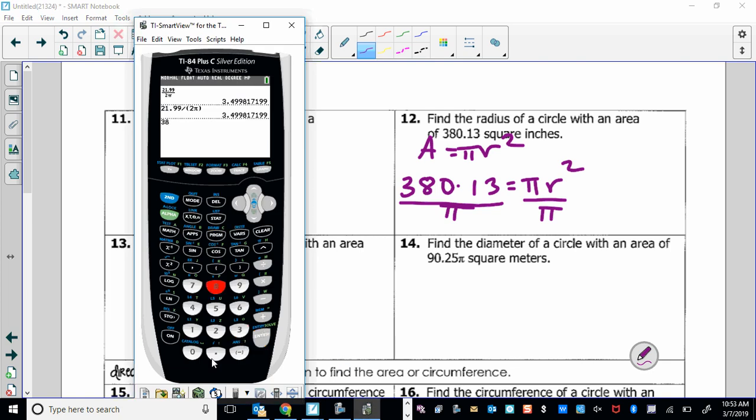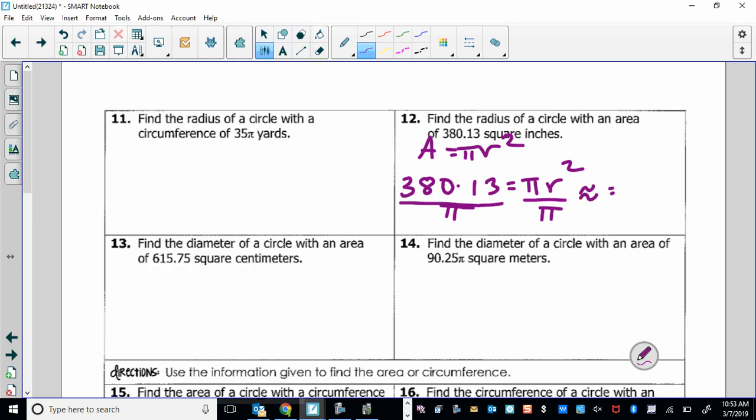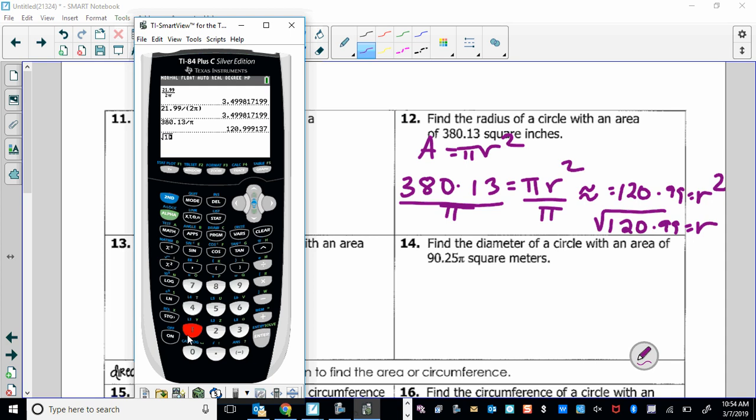So I put 380.13 divided by pi. That gives you 120.99, right? I try not to round it too much. 120.99 equals r squared. I need to know what the radius is, so I have to take the square root of 120.99. So I'll come to my calculator and do the square root of 120.99.